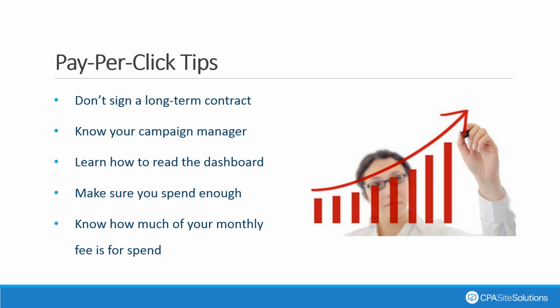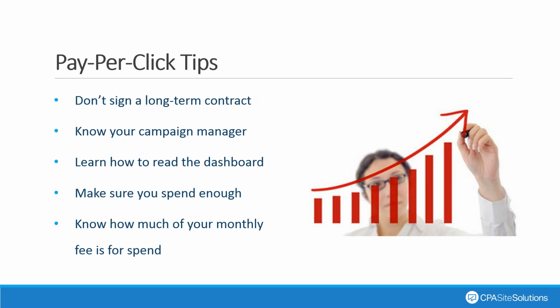If you say, I really only want to spend $5 a month, you're not going to get any clicks. But if your average cost per click is $6 and you want to get 10 clicks, you have to make sure that you're spending enough money to get those clicks.